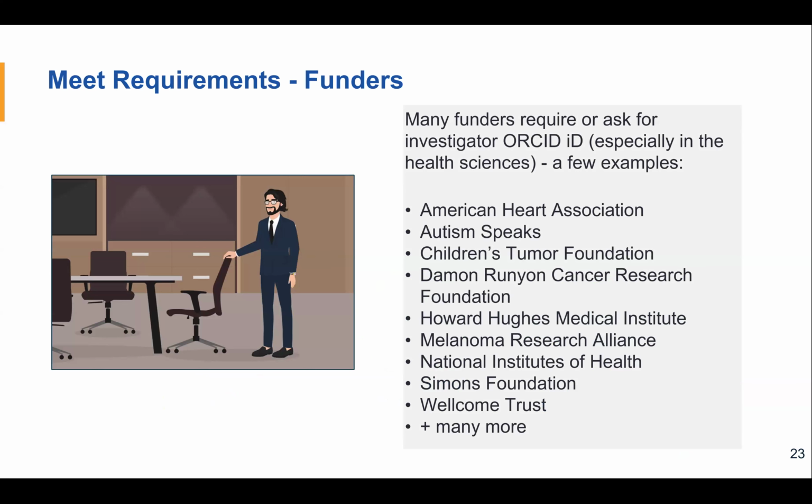When it comes to getting funding, for example, many funders, especially in the health sciences, not only ask or require that investigators provide their ORCID ID so the funder can distinguish you, but they also use ORCID to help you save time. Depending on what funder you're working with and what systems they are using, these are just a few of the funders that are using ORCID in their workflows. Some examples here are American Heart Association and Melanoma Research Alliance. So they're using systems that integrate with ORCID.